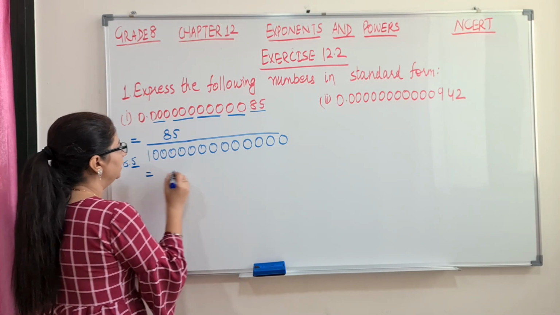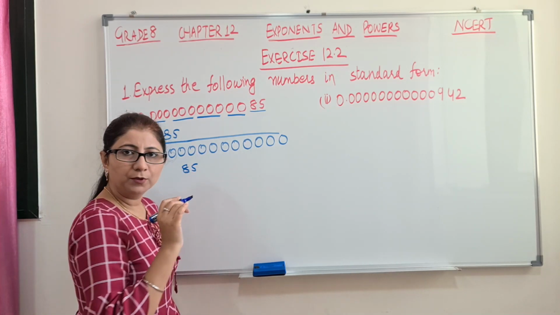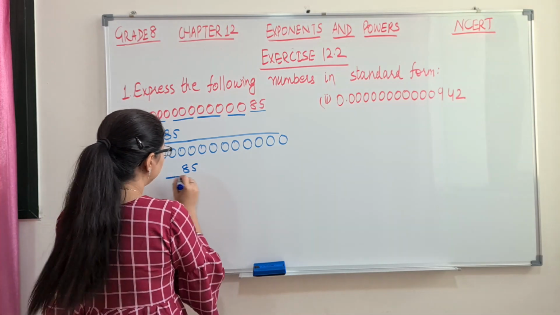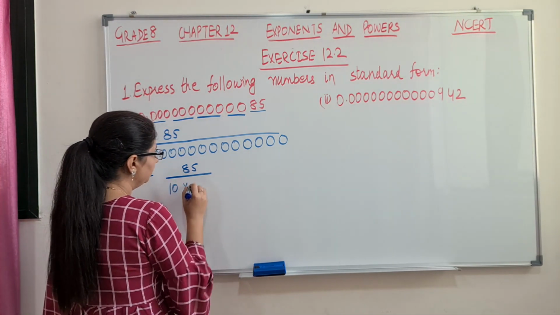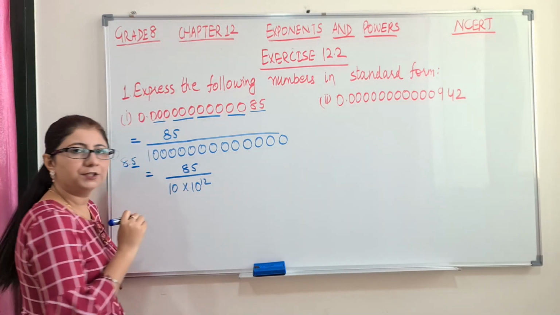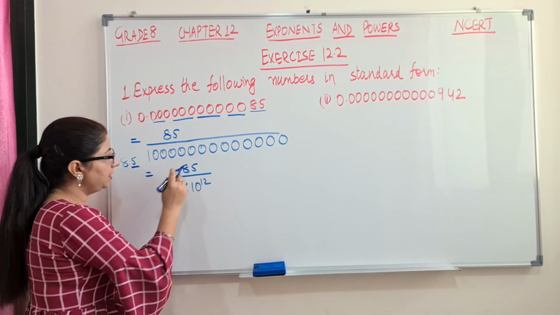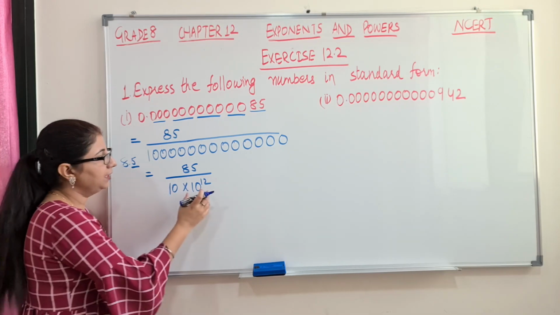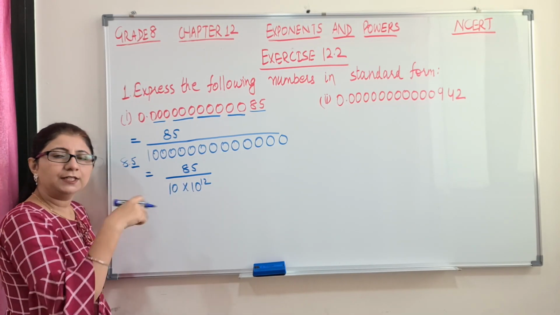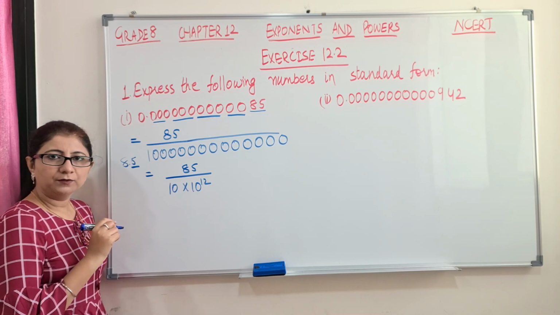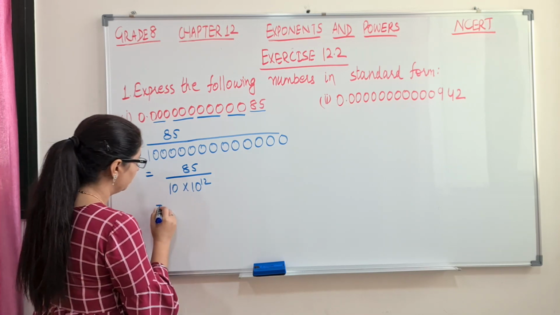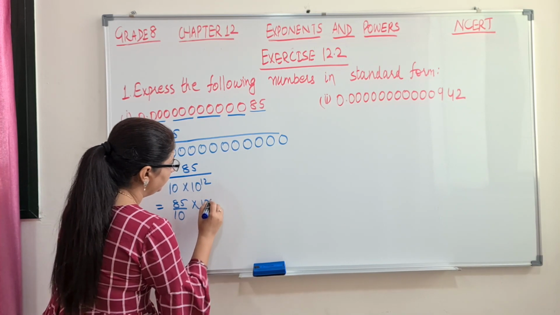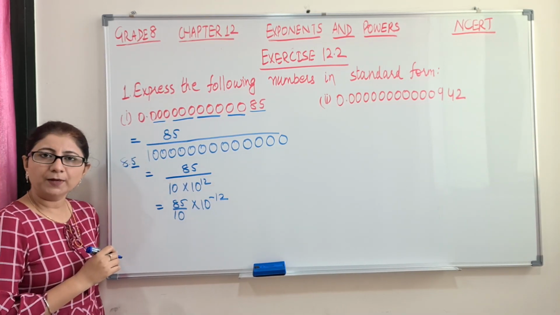So how to do that? Total 13 number of zeros. Keep one separate and combine the 12. So 10 into 10 raised to power 12. Correct? So this 85 over 10 we will use for converting into decimal, and this is our positive exponent. Take the reciprocal and you can convert it into negative exponent. So here 85 over 10 multiply by 10 raised to power minus 12.